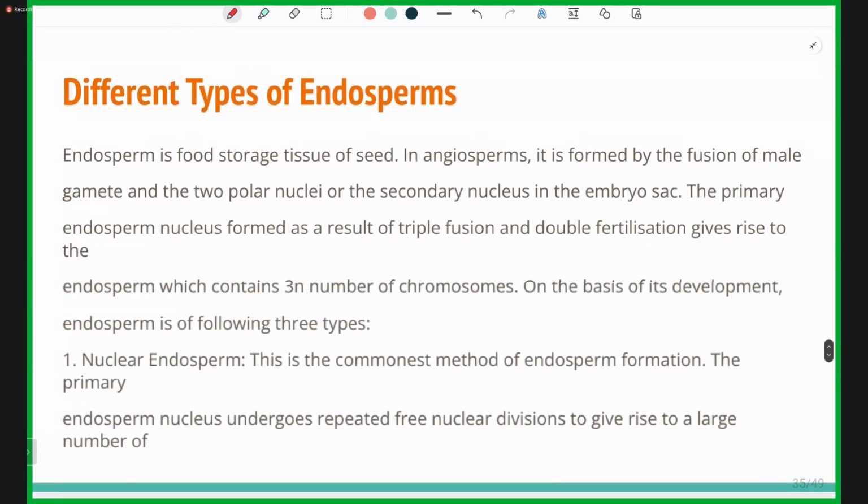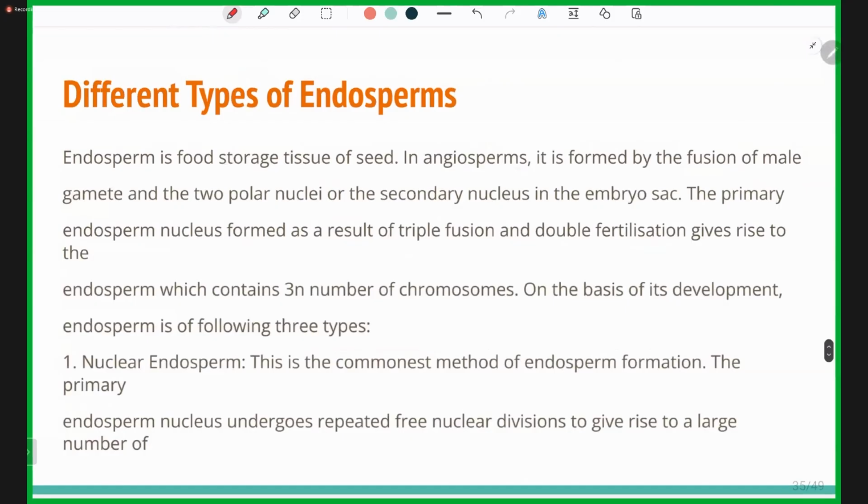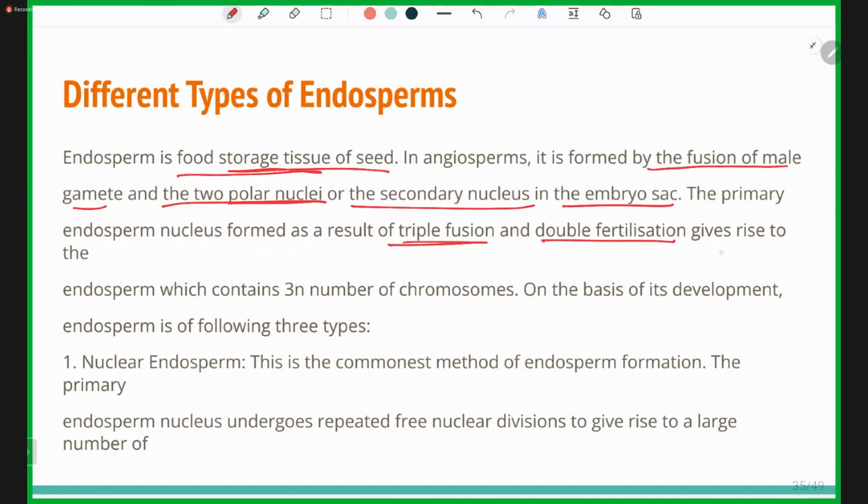Now, different types of endosperms. The endosperm is produced when the central nucleus fuses with the other male gamete. The endosperm is a food storage tissue of seeds. In angiosperms, it is formed by fusion of a male gamete and the two polar nuclei, or the secondary nucleus, in the embryo sac. The primary endosperm nucleus, formed as a result of triple fusion and double fertilization, gives rise to the endosperm, which consists of 3n number of chromosomes. So this is the first time we are seeing that the plant tissue has 3n number of chromosomes.